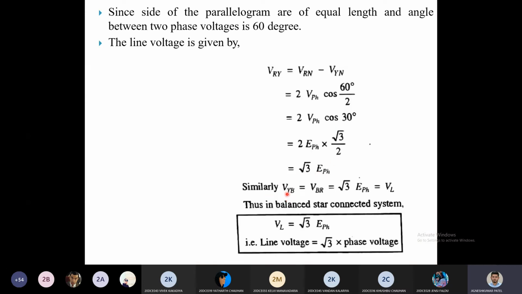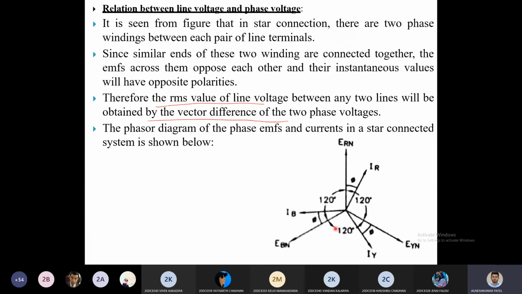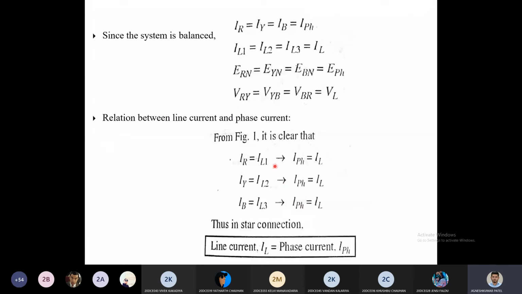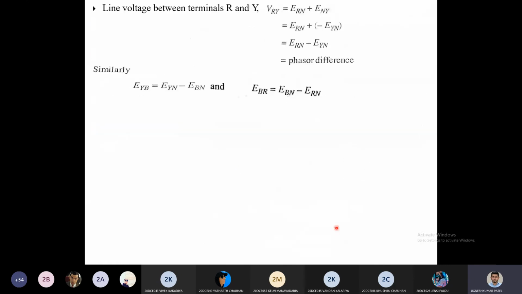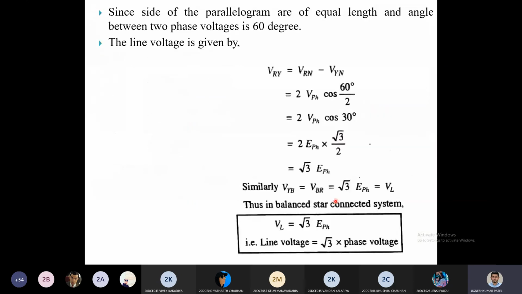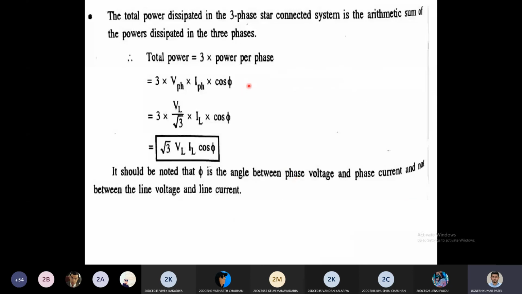Similarly, for VYB and VBR, it would be the same. So in general you can say your line voltage VL is equal to root 3 times your phase voltage EPH. Thus, in a balanced star connected system, VL is equal to under root 3 EPH. So this is the relation between the voltages. The relation between currents is very simple. Whatever is the line current is the same as the phase current. Phase current and line current are the same, but in the case of voltage, that's not the same, and that would be different. Now let's talk about the power.